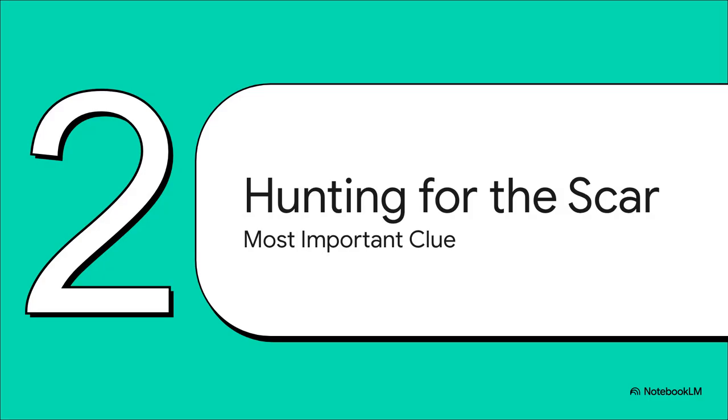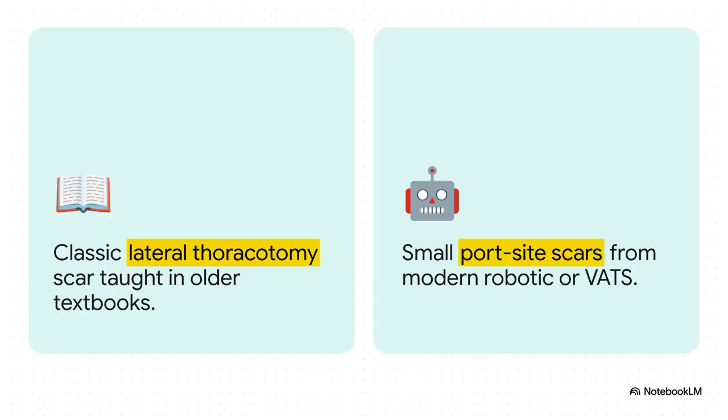Section 2. Hunting for the scar. Your single most important piece of evidence. Because these two conditions sound remarkably identical, your entire diagnosis really hinges on just one clue: the scar. If you don't intentionally look for it, you are going to miss the diagnosis completely.